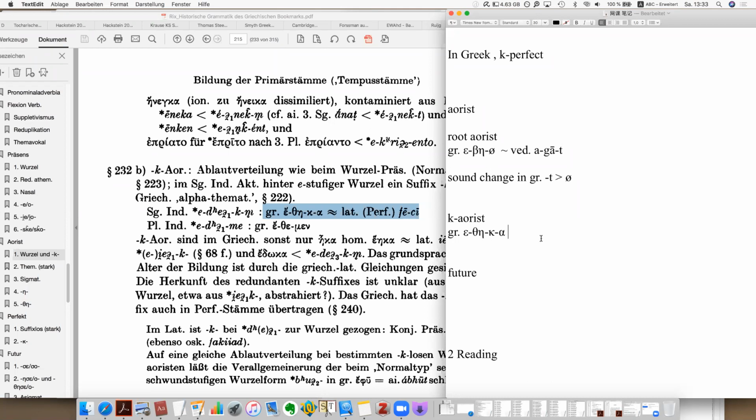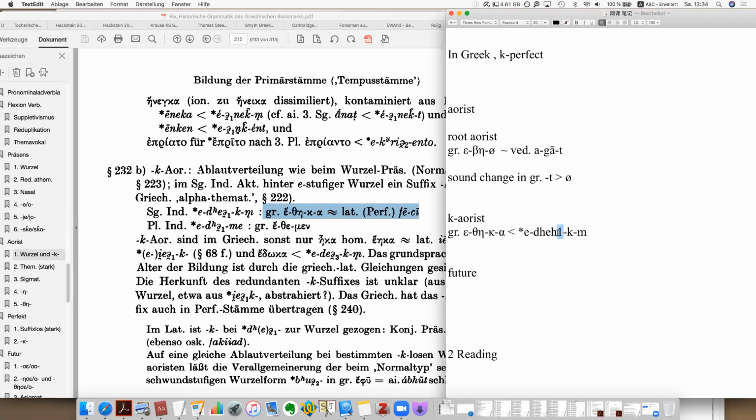And this A again is the augment, right? And this R is a personal ending. But this time, take care. This personal ending is M. So originally, it goes back to the root with laryngeal H1, plus K, and then M. So this is the original form.